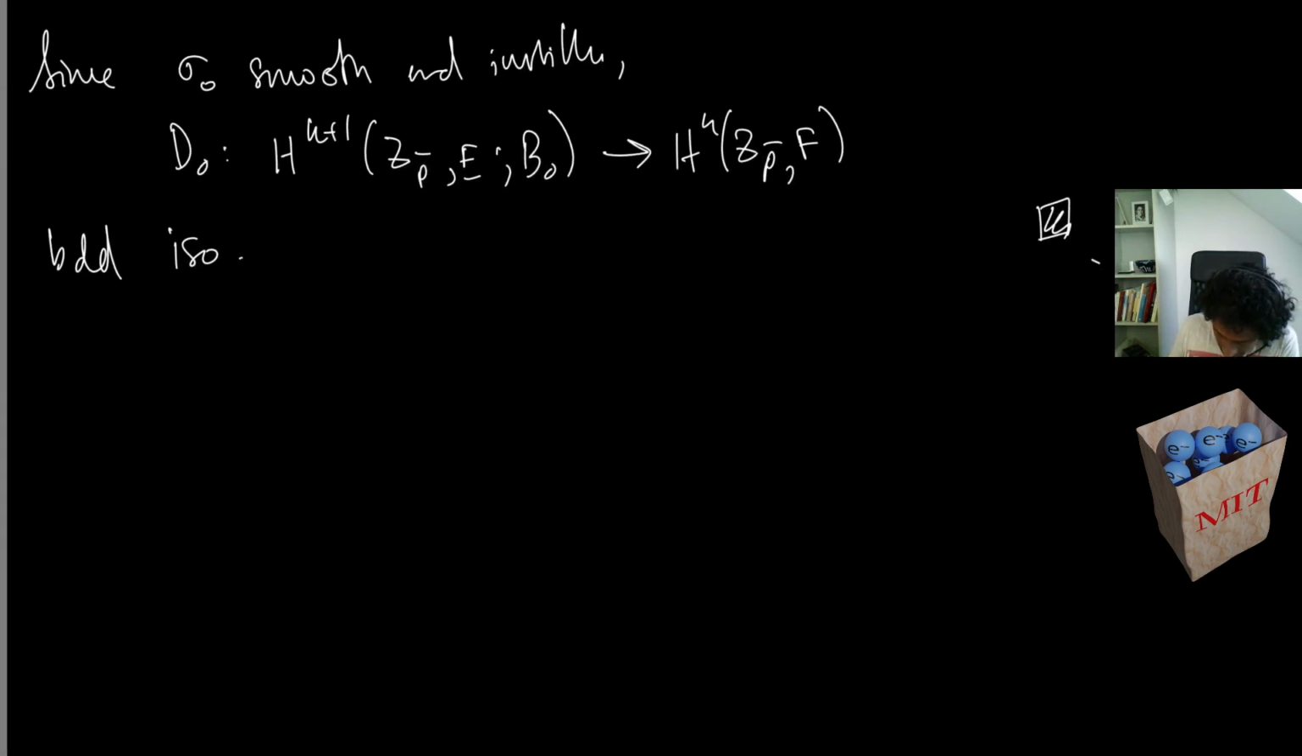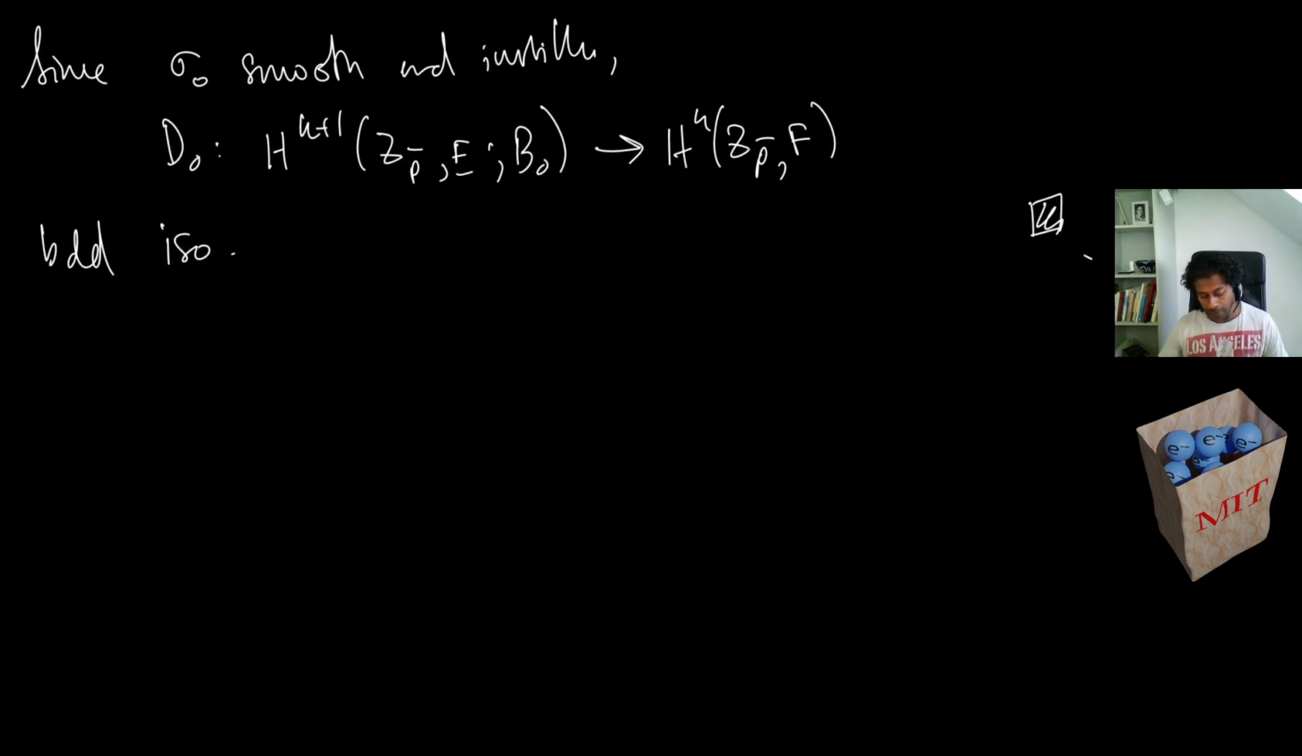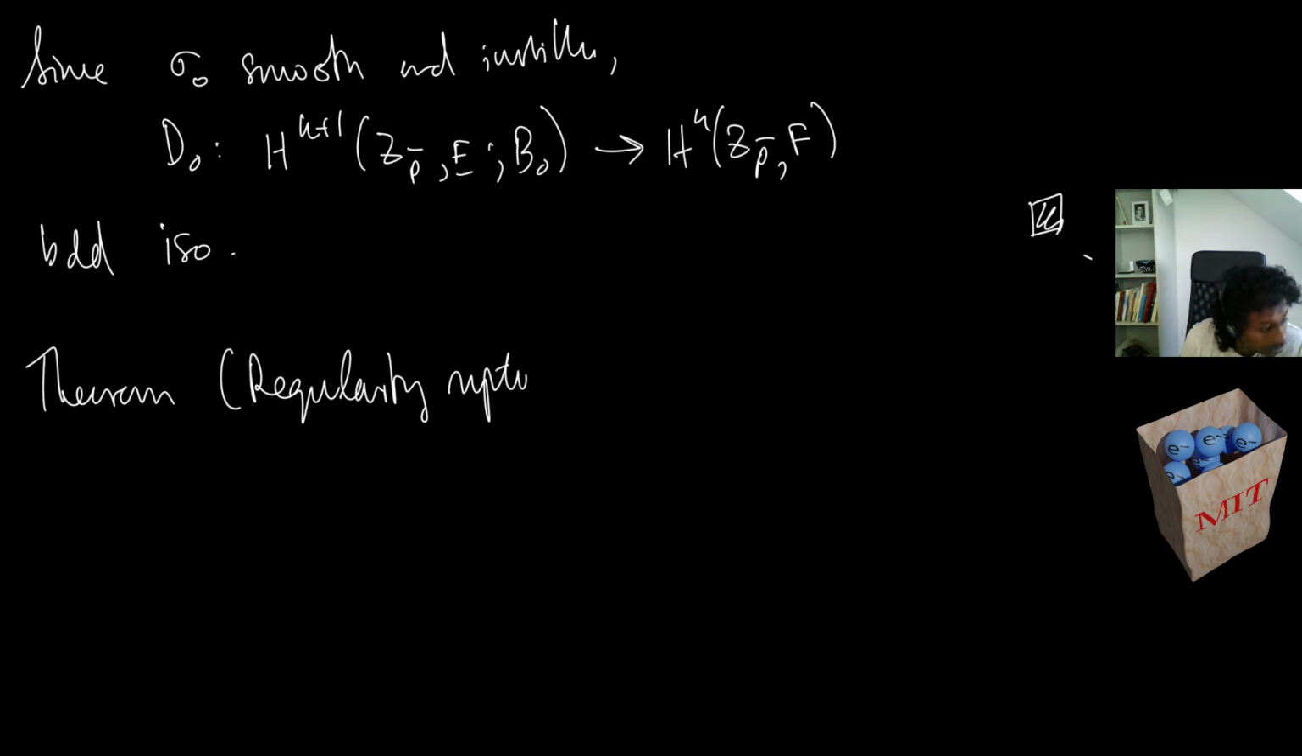So now we have understood the mapping properties of D_0, and now we want to understand regularity up to the boundary for the problems that we have. So, theorem. Regularity up to the boundary in Z, right? Z is the infinite cylinder.